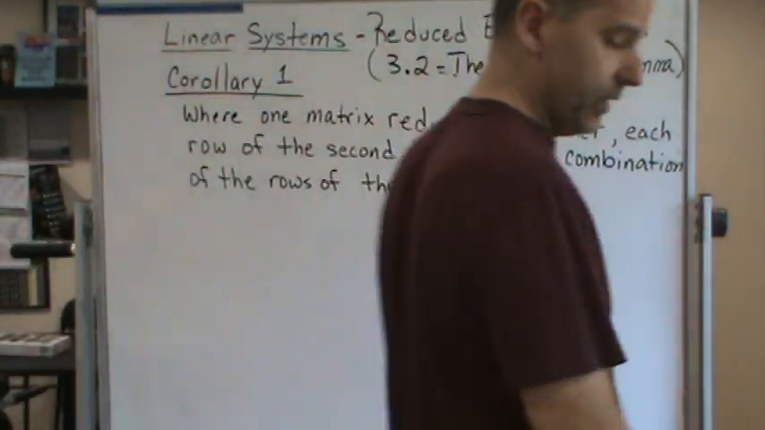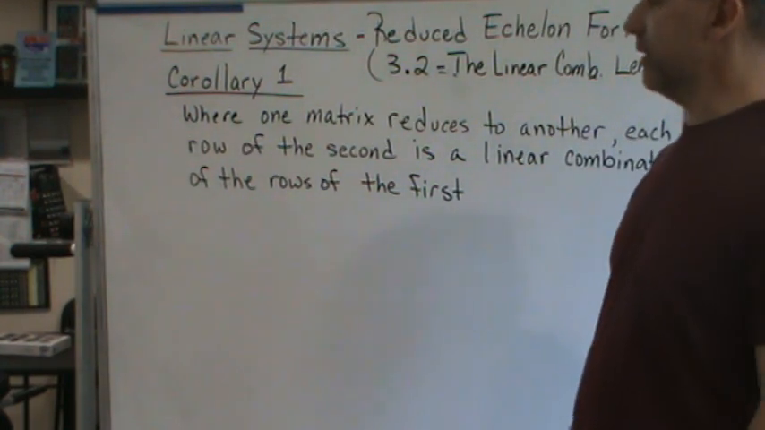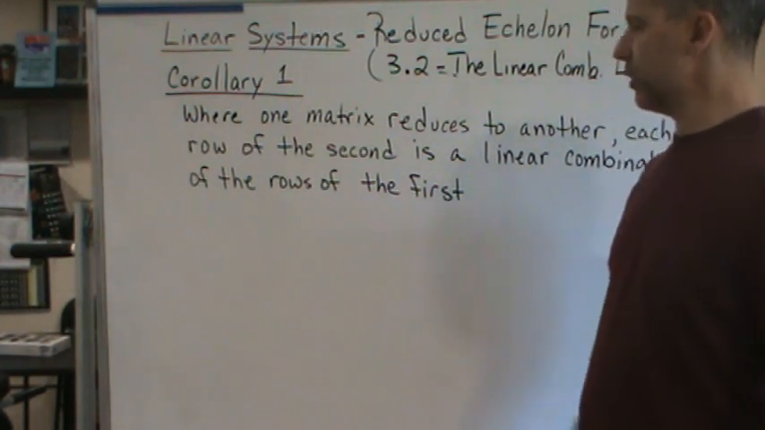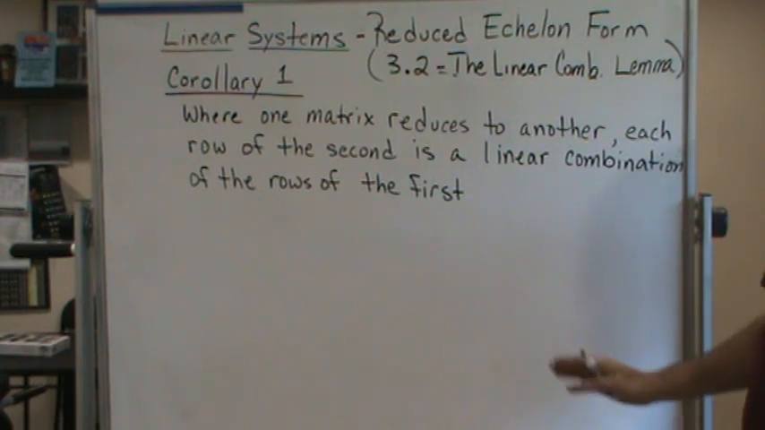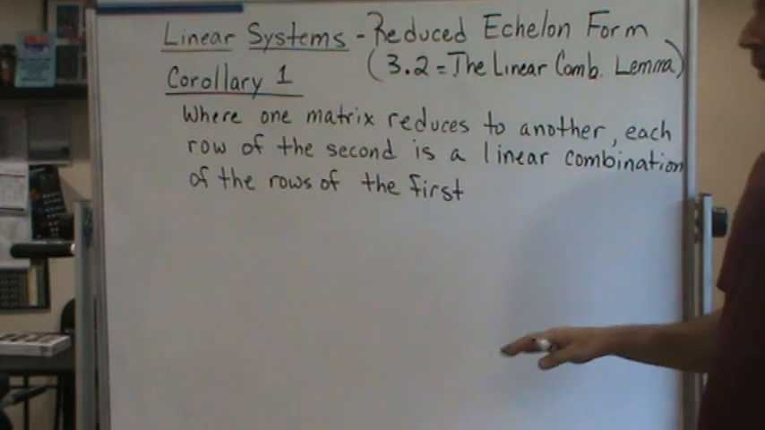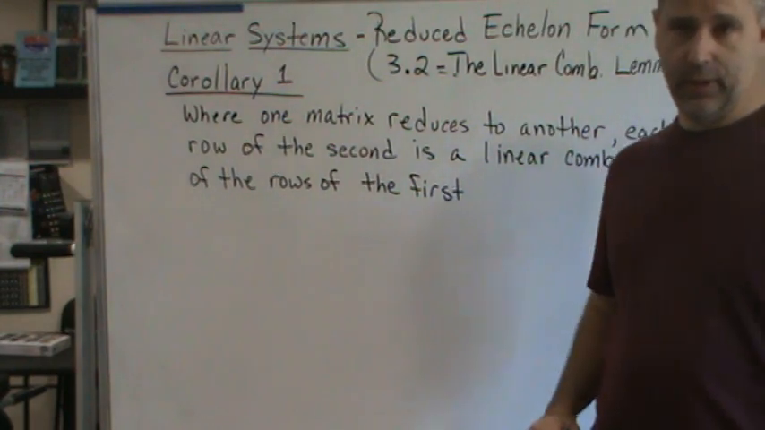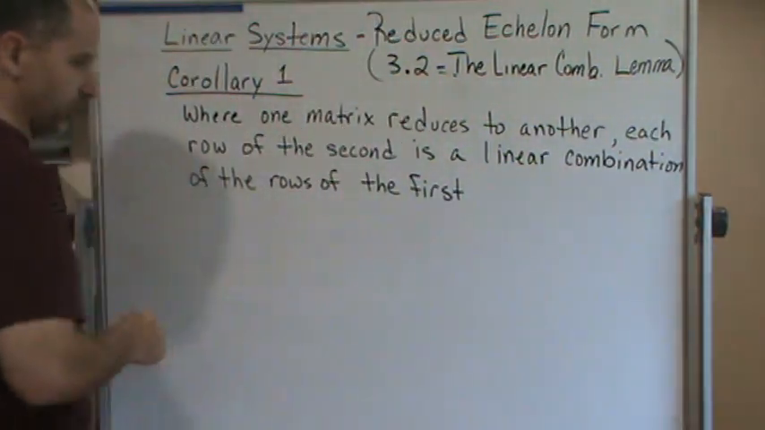Okay, now let's introduce a corollary, corollary one. It says that where one matrix reduces to another matrix, each row of the second matrix is a linear combination of the rows of the first matrix. Okay, so the way we're going to prove this is by induction.